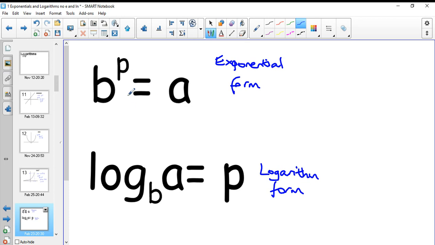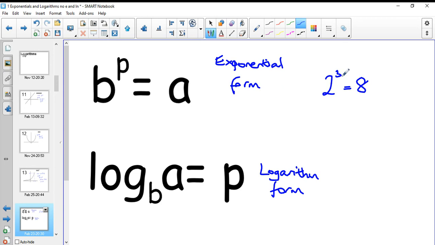As these are inverses of each other. The B stands for base, the P stands for power, and the A stands for answer. So for example, you might have 2 cubed equals 8. Base 2 to the power 3 gives an answer of 8.